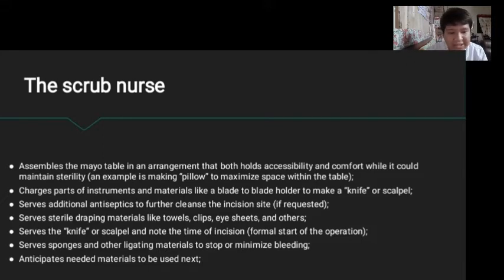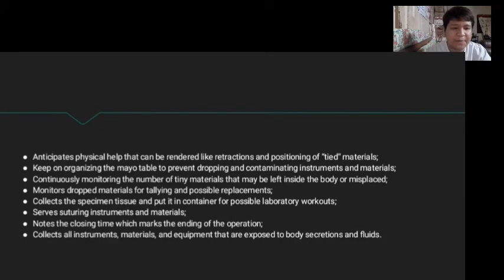Also the sponges and other tiny materials, she should watch them, because if they are left inside, they could cause other problems. The scrub nurse must be very keen during the operation. And then anticipate the materials needed to be used next, like retraction and precision of the materials. She just assists the surgeon while doing the procedure.